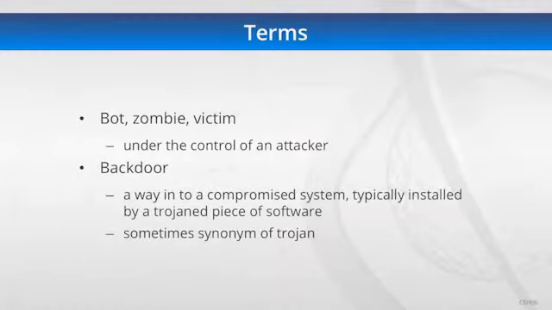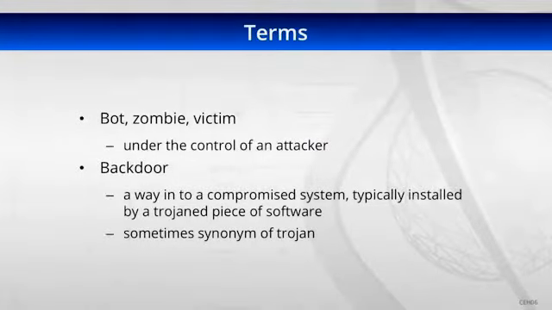Some other terms. When we compromise a machine, we usually turn it into a zombie, it does our bidding, or a bot. It is really a victim machine, and it's under the control of an attacker. So when we successfully Trojan a machine, it's under the control of someone else.